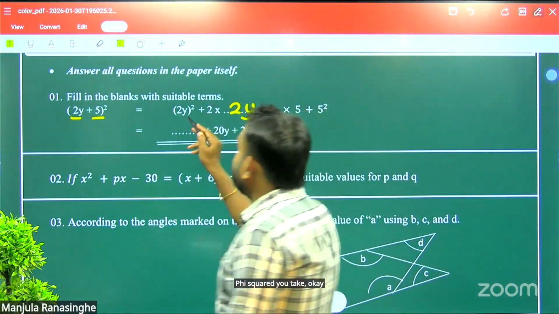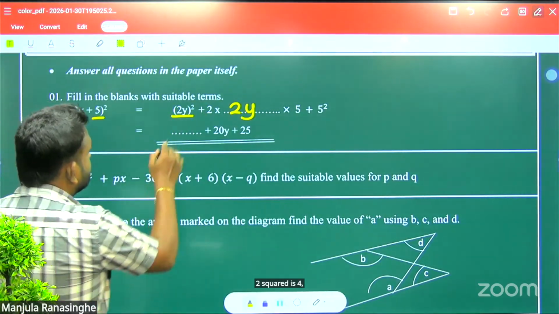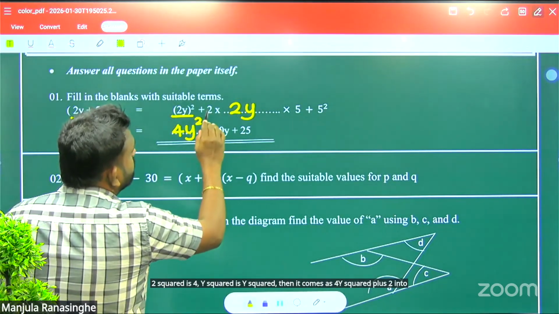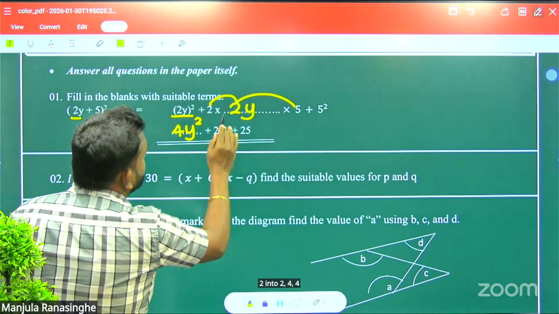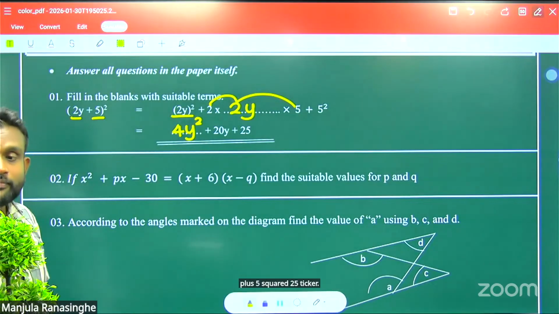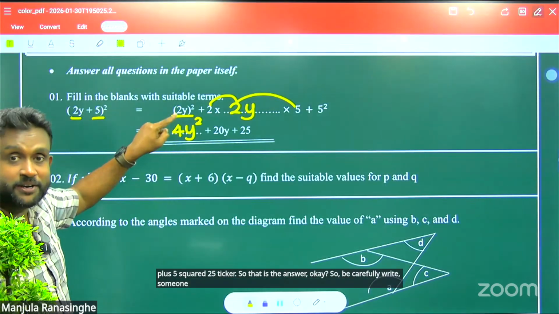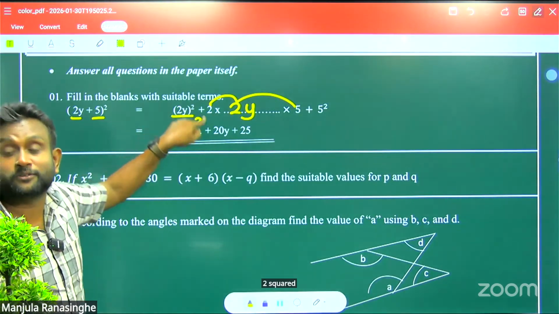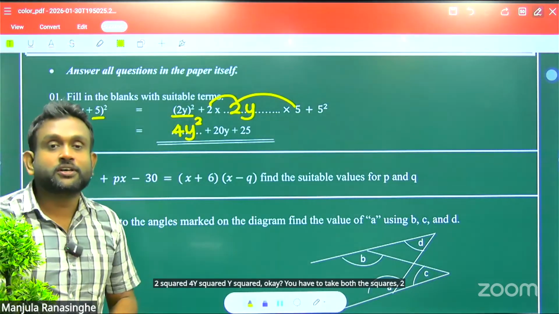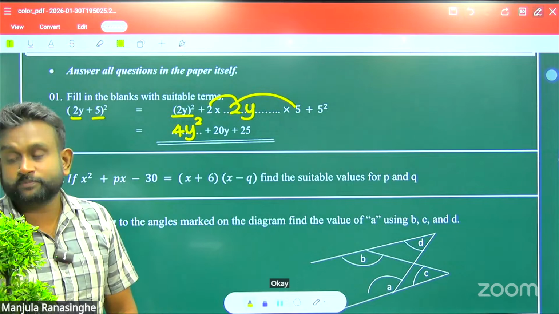Then (2y) squared, how to take 2y perfect square? 2 squared is 4, y squared is y squared. Then it comes as 4y squared plus 2 into 2 is 4, 4 into 5 is 20y, plus 5 squared, 25. So that is the answer. So be careful when you write. Some are writing 2y squared, not 2 squared 4, y squared. You have to take both the squares, 2 and y both. 2 squared is 4, y squared is y squared.